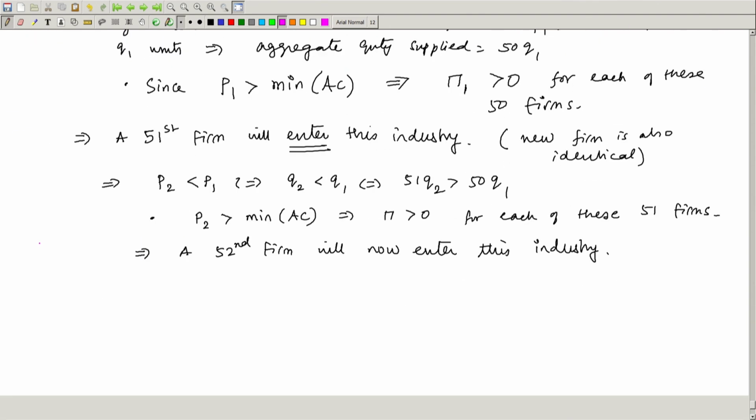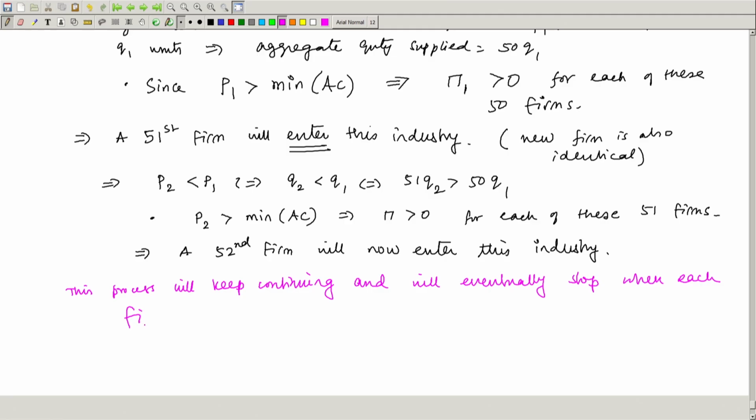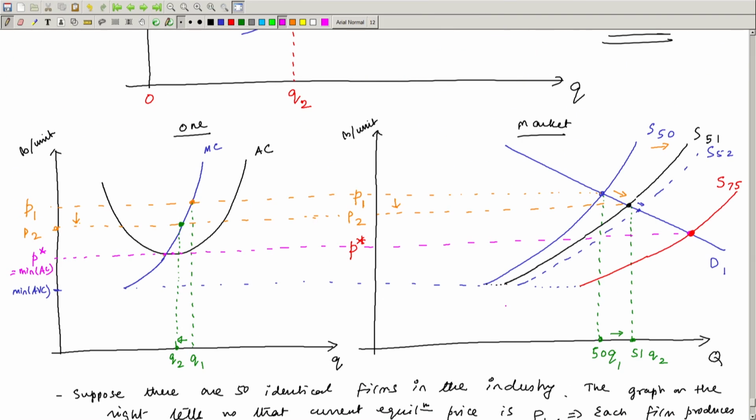This process will keep continuing and will eventually stop when each firm in the industry earns 0 profit, and notice this is 0 economic profit, right. So, this condition that we have is essentially a long run equilibrium. So, this is a long run equilibrium, right. So, what we have identified here is a long run equilibrium.